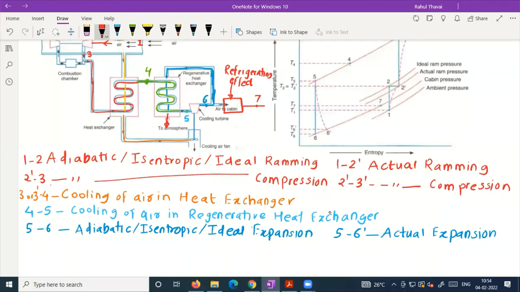What happens with the temperature of the air? It will increase. You can see the temperature at the inlet to the cabin was T6 or T6 dash, and it got increased. At the exit, we got the value of T7. The temperature of the air gets increased because the temperature of the cabin gets decreased.